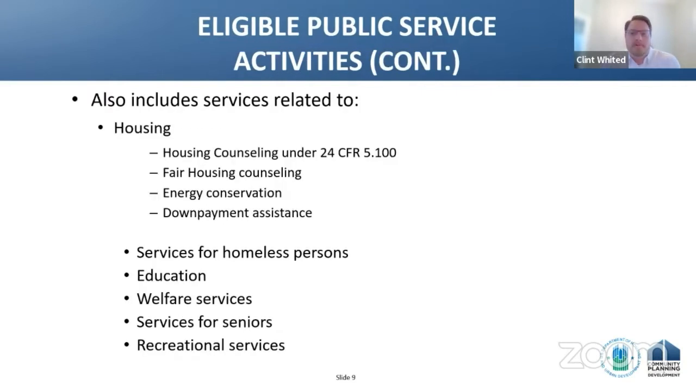Public services also include services related to housing, such as housing counseling, fair housing counseling, energy conservation, and down payment assistance, which is differentiated from a separate eligible activity called direct home ownership assistance. Under public services, the assistance to the home buyer is limited to the down payment only, and that assistance counts toward the state or entitlement grantee's 15% public service cap, which Randall will discuss later. There's also a separate eligible activity, as I mentioned, called direct home ownership assistance that can provide deeper subsidy and more assistance that's outside of the public service cap.